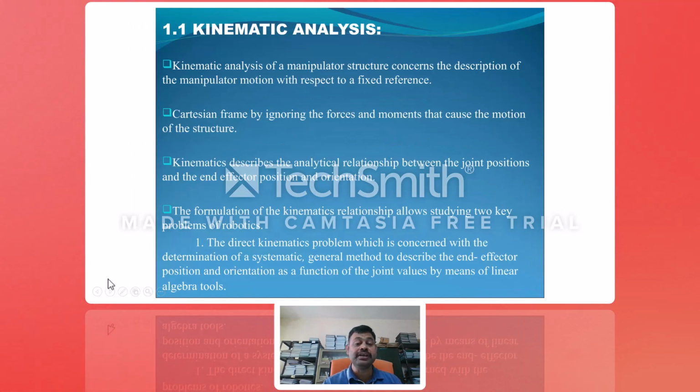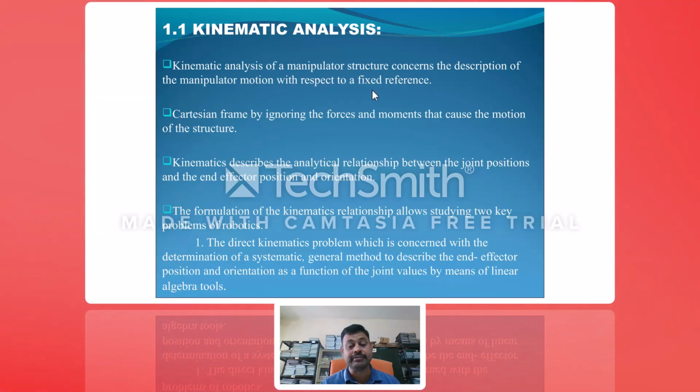Next, I am going to the kinematic analysis. This is a prerequisite to understand further, so therefore I am discussing it here. The kinematic analysis of manipulator structure consists of description of manipulator motion with respect to a fixed reference. For example, if you want to describe anything, this reference is important, with respect to reference, how it is going on.